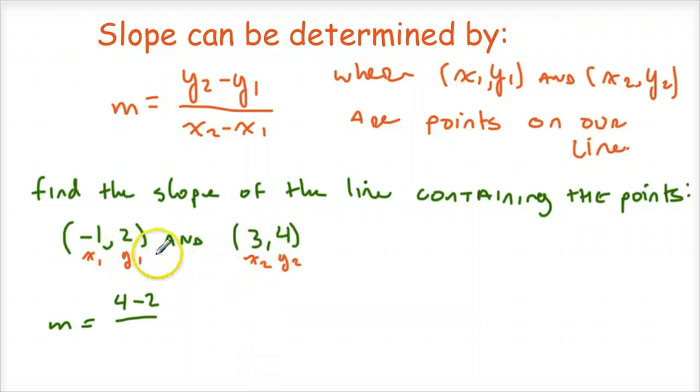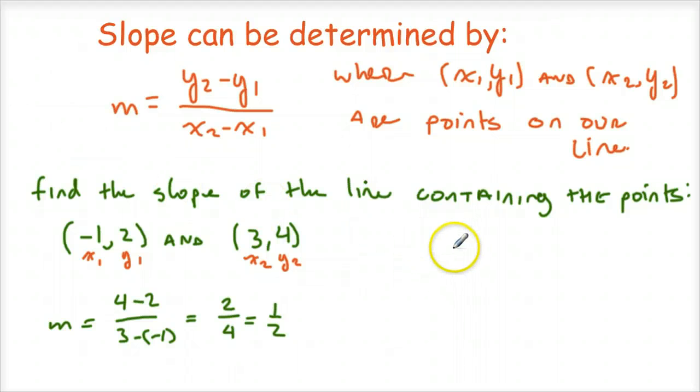So the slope between these is y2 minus y1, so 4 minus 2, over x2 minus x1, so 3 minus negative 1. 4 minus 2 is 2. 3 minus negative 1, this is where we want to be careful when we're subtracting a negative number. That's really 3 plus 1, so that's 4. And so our slope here is 1/2.